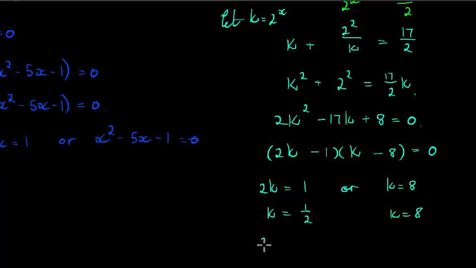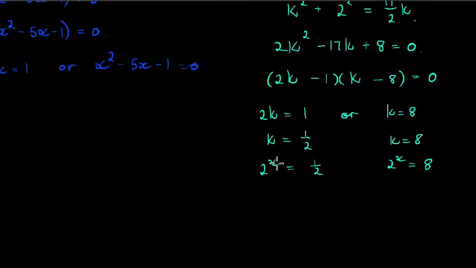And now is a good time to replace back. 2 to the power of x is equal to a half, or 2 to the power of x is equal to 8. And now it's actually very easy, because what exponent must I give 2 so that my answer is a half? Please read it like that. No, what exponent must I give 2? A negative 1. So x must be negative 1, because 2 to the power of negative 1 is a half. What exponent must I give 2 so that my answer is 8? I must give x is equal to 3.